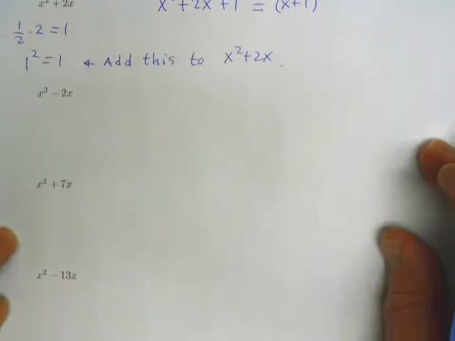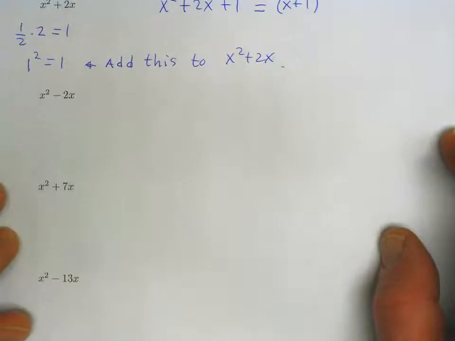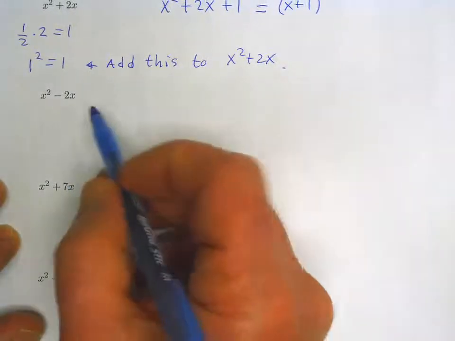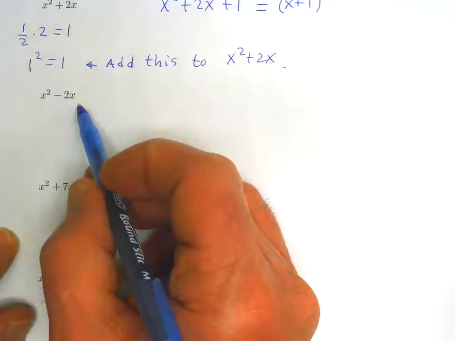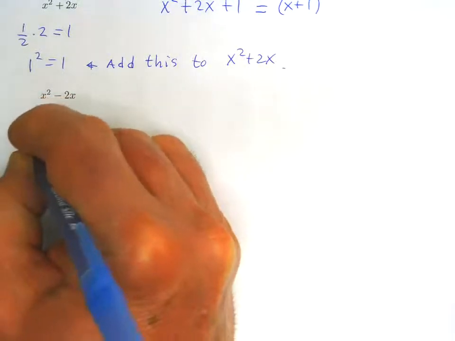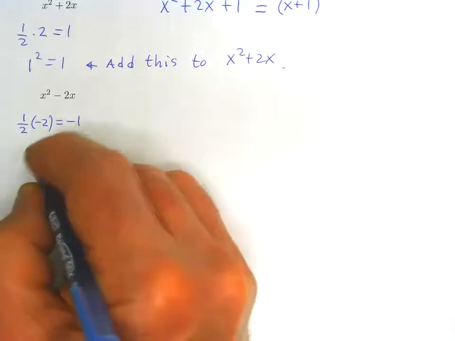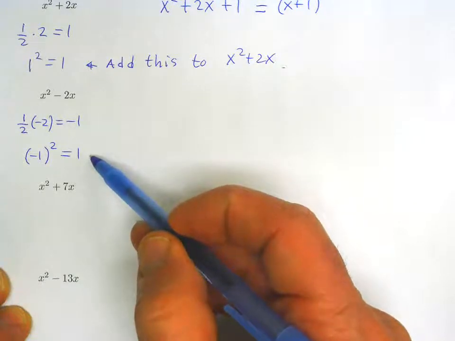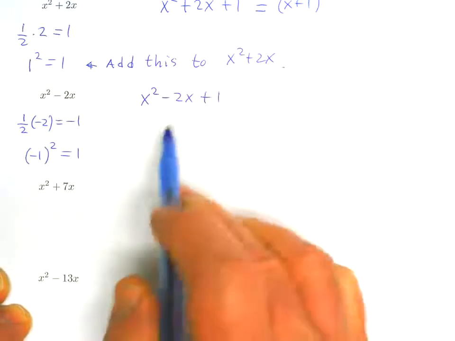Okay, in the next example, this one is about as simple as the one we just did. First, note the coefficient of x squared is 1, and the coefficient of x is -2. So we want to add a number to x squared minus 2x to create a perfect square trinomial. So this time we take 1/2 of -2, which is -1, and then we square that number. -1 squared is positive 1. So we're going to add this to x squared minus 2x, and we now have a perfect square trinomial.